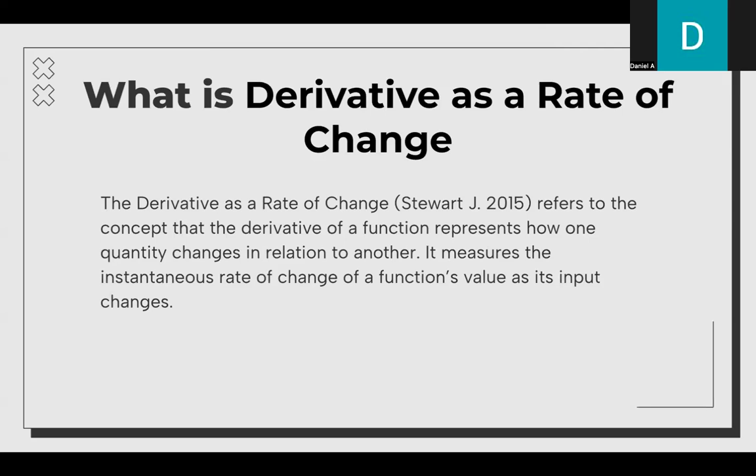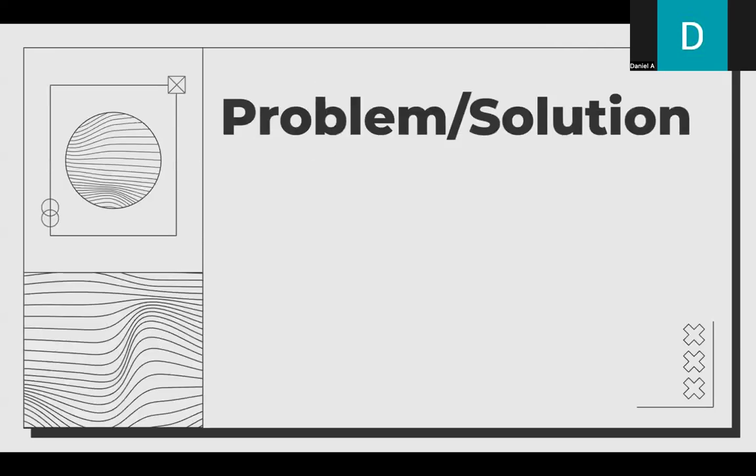So in the real world, for example, in applications like physics, the derivative of a position function with respect to time gives the velocity, which describes how position changes over time. Essentially, it provides the slope of a tangent line to a curve at a given point, reflecting how steep the curve is at that particular location. So we're going to go over right now the problem and the solution we are going to do.